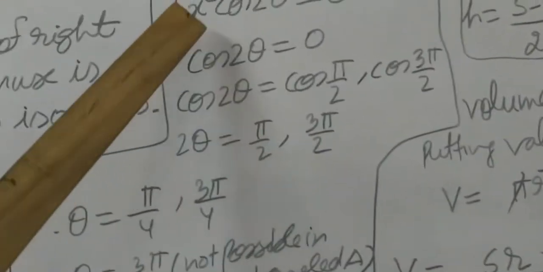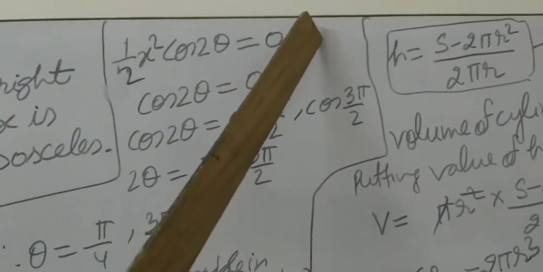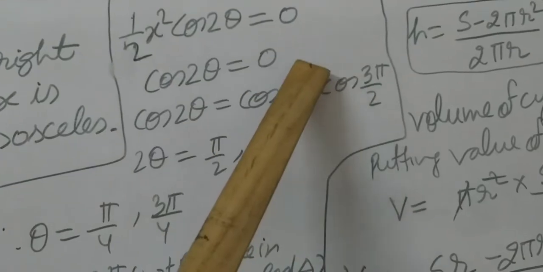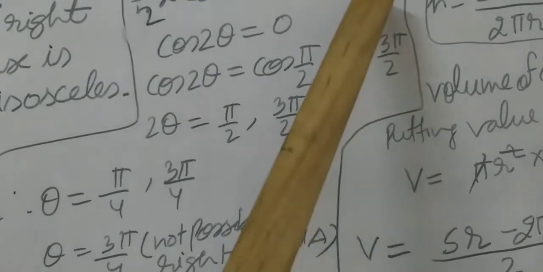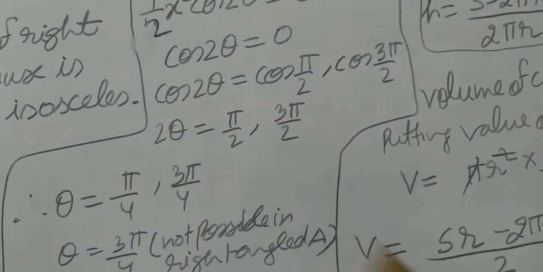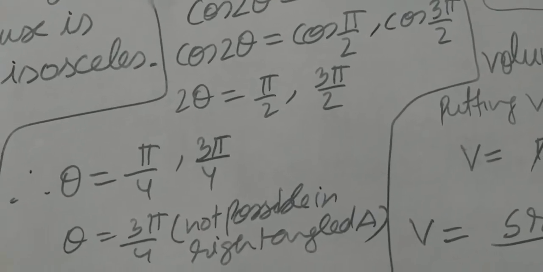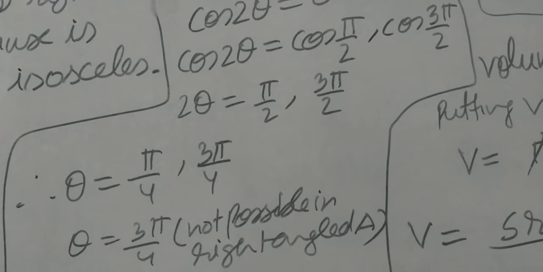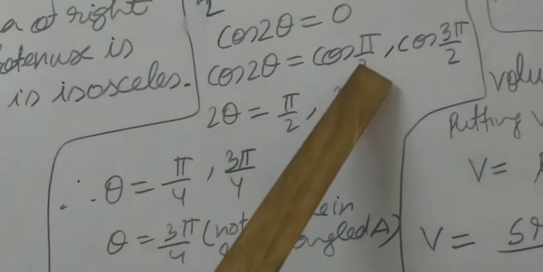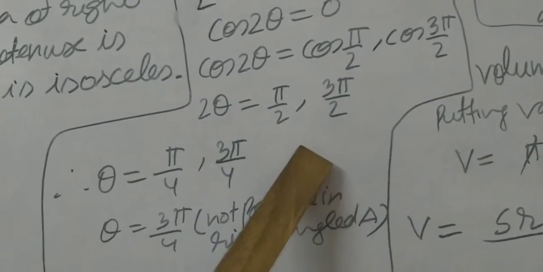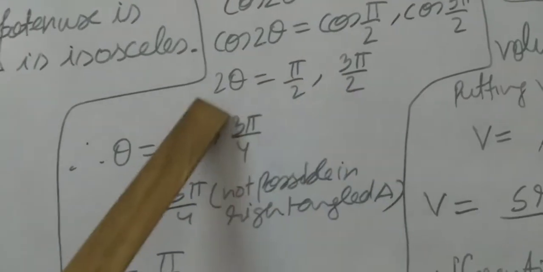Okay. So 1 upon 2 x square is constant. That's why it will be 0. So cos 2 theta equals 0. Cos 2 theta equals cos pi by 2 or cos 3 pi by 2, because we know that the value of cos theta is 0 when theta equals 90 degrees or 270 degrees. So that's why 2 theta equals pi by 2 and 3 pi by 2. Theta equals now pi by 4 and 3 pi by 4.